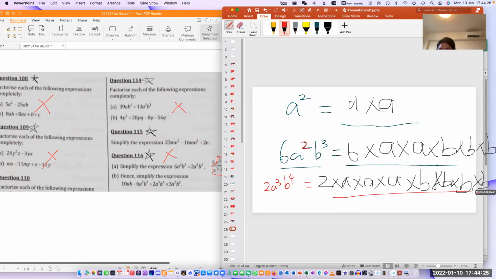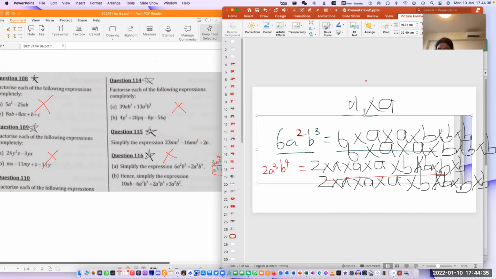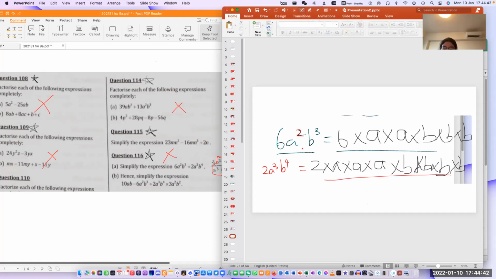Okay, good. So based on your answer, let me just crop this out. Okay, good. Can you erase your handwriting? Yeah, good. Thanks. So based on your answer here, right? They say you need to divide.